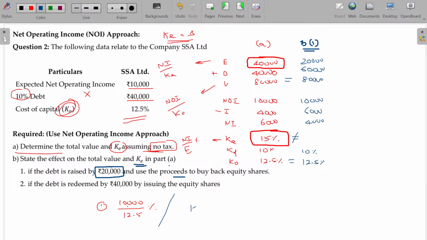KE is nothing but net income by equity. What's the value? 20%.